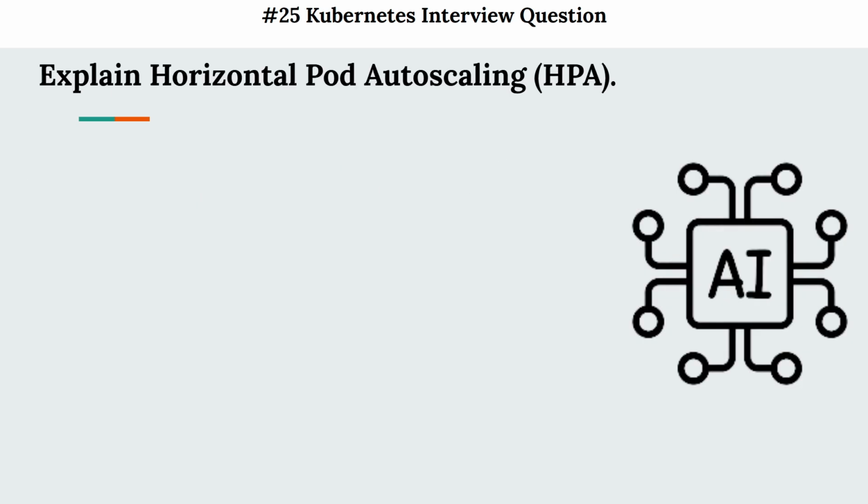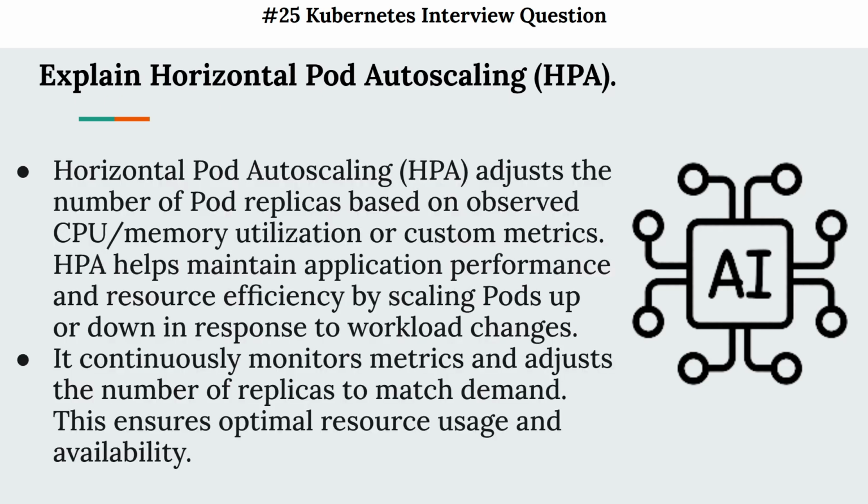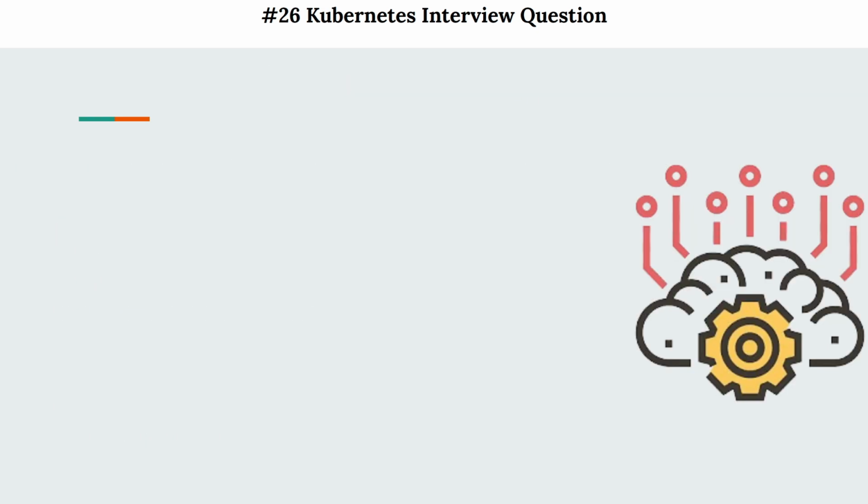Explain horizontal pod autoscaling, HPA. Let's see the answer. Horizontal pod autoscaling, HPA, adjusts the number of pod replicas based on observed CPU, memory utilization, or custom metrics. HPA helps maintain application performance and resource efficiency by scaling pods up or down in response to workload changes. It continuously monitors metrics and adjusts the number of replicas to match demand. This ensures optimal resource usage and availability. Let's move to the 26th question.